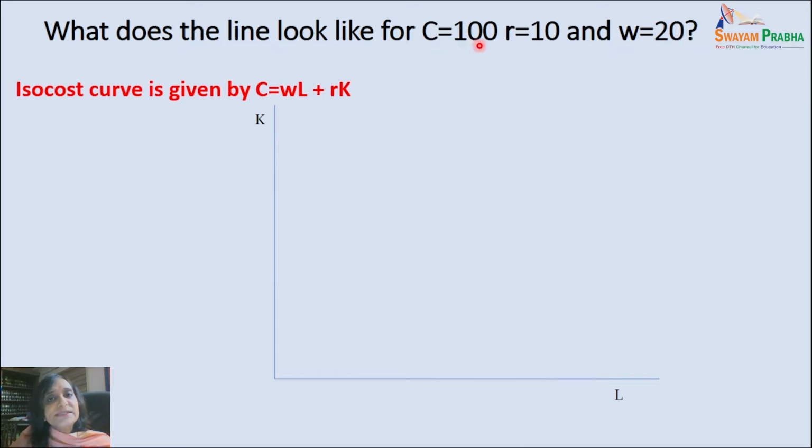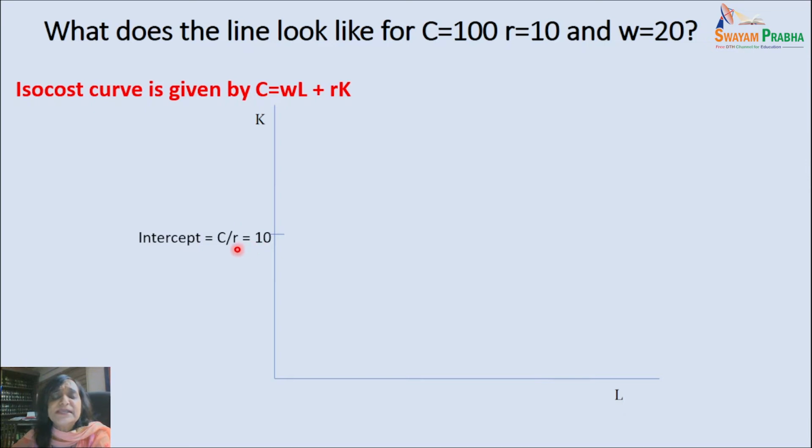The given cost is 100. Price of the factor inputs, that is price of capital and price of labor, are given as 10 and 20 respectively. We already know that the isocost line or isocost curve equation is C is equal to W into L plus R into K, or it shows the cost of labor plus the cost of capital. Now we will draw this line graphically to see how it looks like.